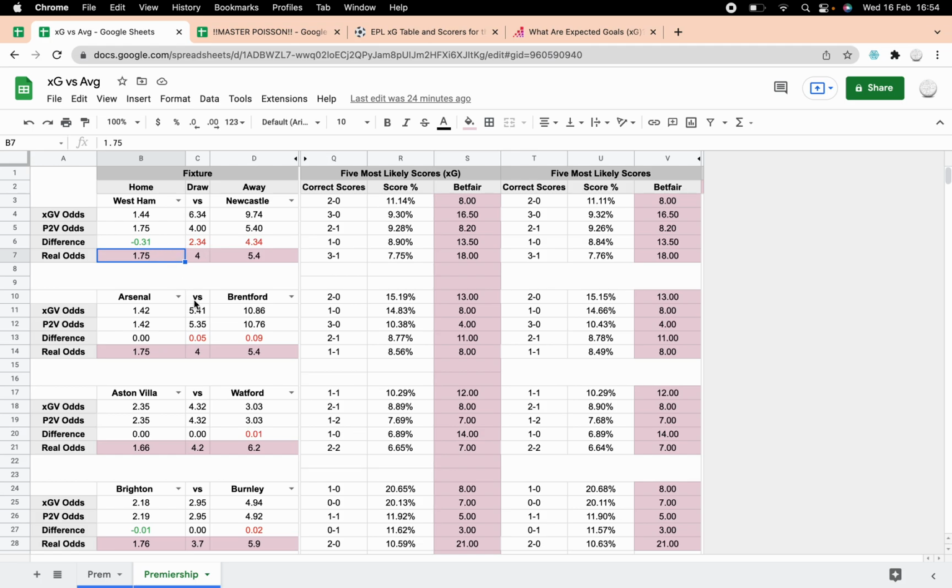It's probably the biggest one we've got, actually, I think. So if you like, you could say that expected goals for this match, if you use expected goals instead of average goal odds, it's giving West Ham a much better chance of winning. You can look at the draw odds. I mean, the draw odds are much different, actually. So the Poisson are predicting 4, but expected goals saying 6.34, so it's saying that there's much less chance of there being a draw. And the same with Newcastle, it's saying, Poisson saying 5.4, expected goals is saying 9.74 odds.